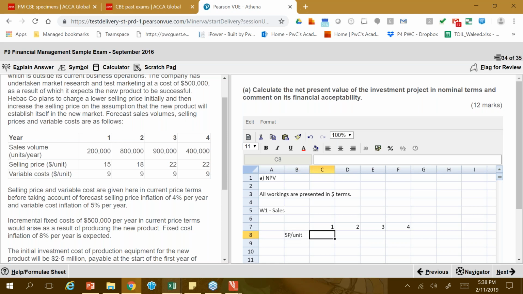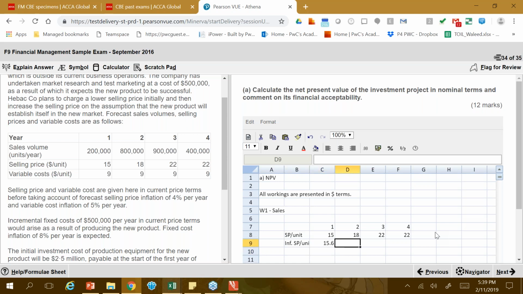Now, selling price per unit given in the question is 15, 18, 22, and 22. Now, these are uninflated, so that means I need to inflate them. So inflated selling price per unit. The selling price inflation given in the question is 4% per year. So what I'm simply going to do is add the 4% inflation here. So we'll take the C8 and then into 1.04. So C8 is my selling price per unit, and then into 1.04. This will add the inflation in the first year.